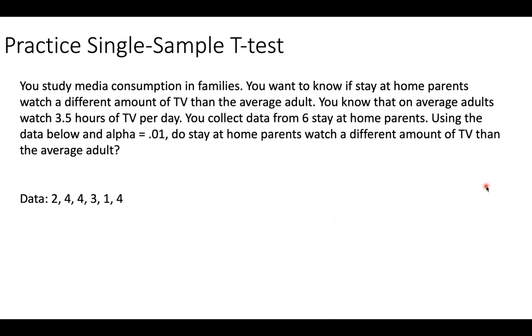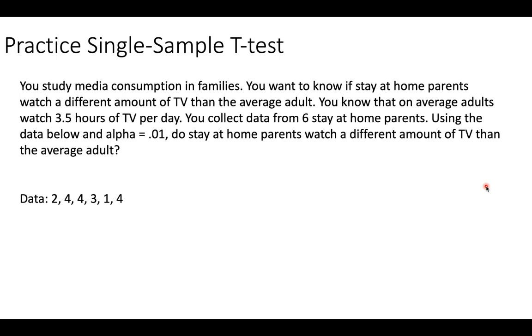Okay, so in this example, you study media consumption in families, and you want to know if stay-at-home parents watch a different amount of television than the average adult. You know that on average, adults watch 3.5 hours of television per day. That's our population mean. That's our given. We just know that that's the case. But we don't have the standard deviation for that population. So what we do is we collect data from 6 stay-at-home parents, and we ask them, or maybe we assess somehow, how much they watch TV per day.